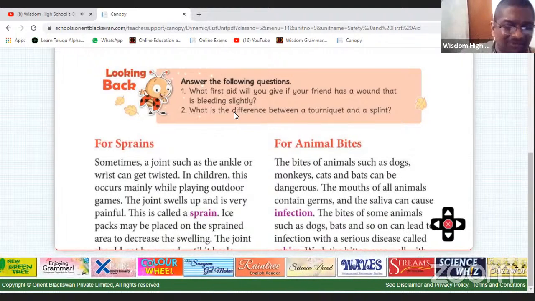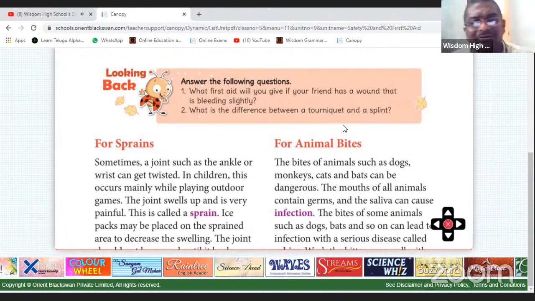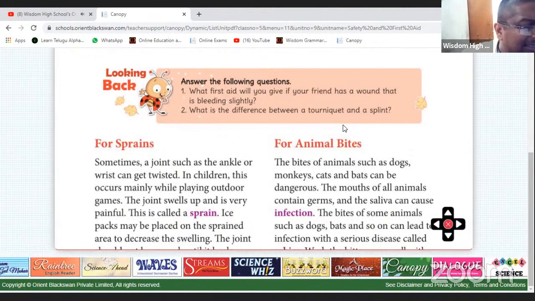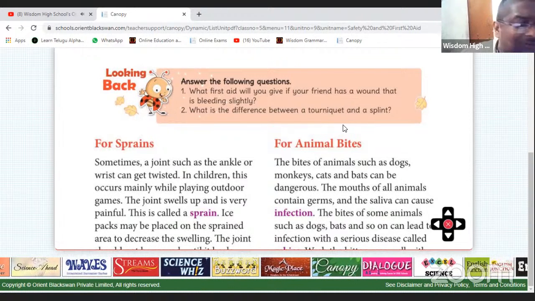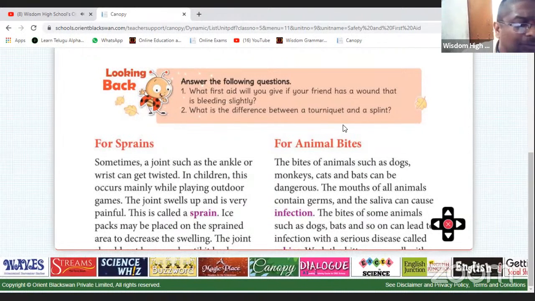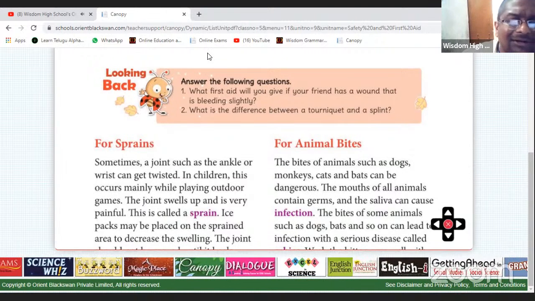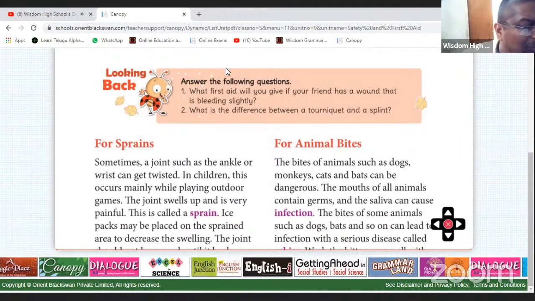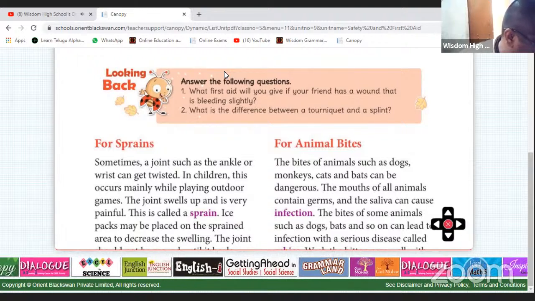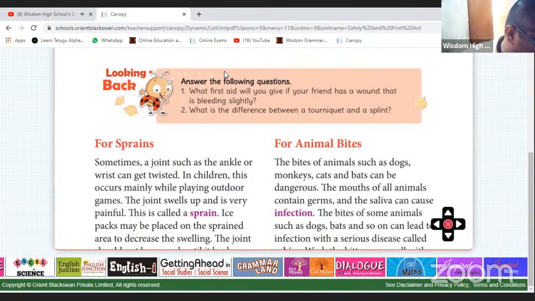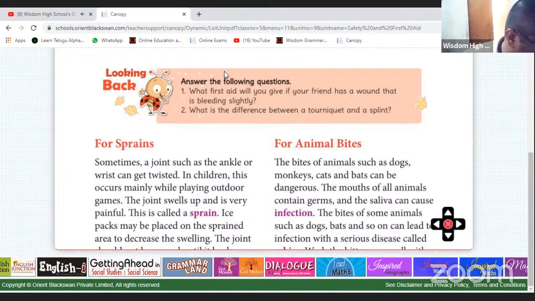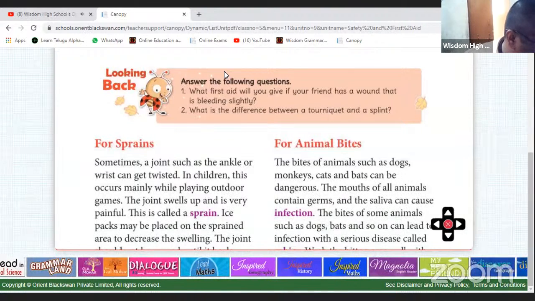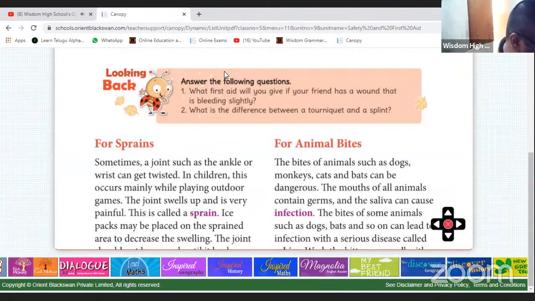Bleeding slightly means, dear children, concentrate here. If the cut is small, what you could do is wash with soap and plenty of water using cotton or a clean cloth. Next, I will allow the wound to dry and apply antiseptic cream. Apply antiseptic cream. Dear children, concentrate here. The cut is small.